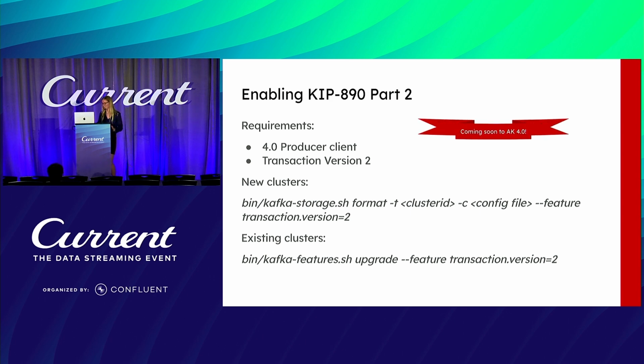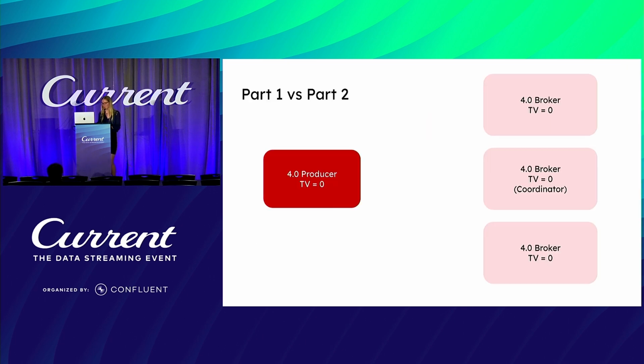Yeah, so coming soon to 4.0, maybe a little bit, fingers crossed, but that's the plan. So I just want to go over the upgrade path, just to really solidify how this will work. Once we get 4.0 released, we will start running a cluster with 4.0. Maybe we upgraded it to 4.0 and everything is transaction version 0.